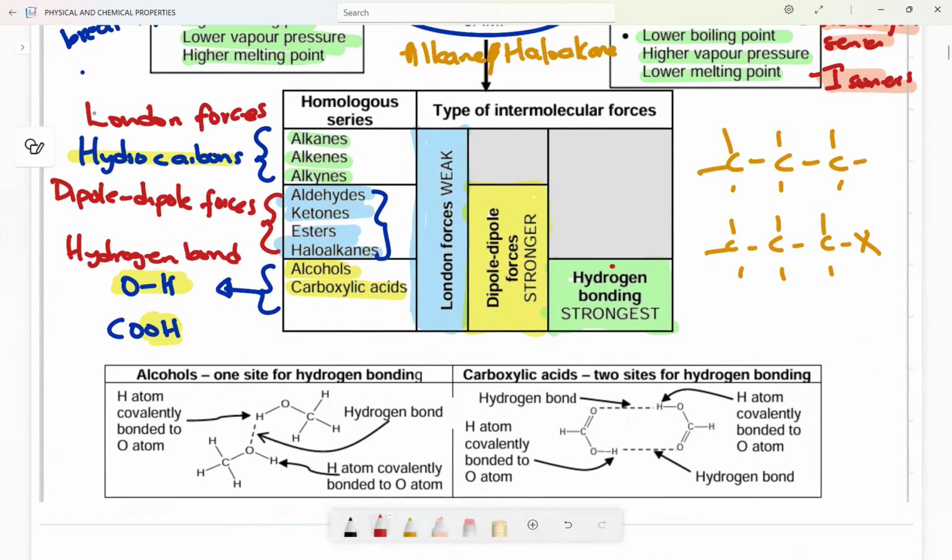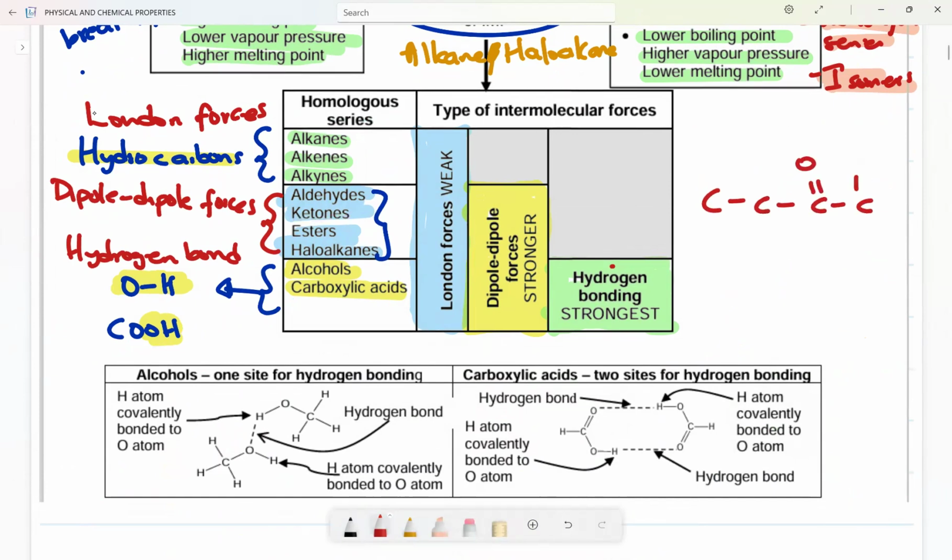Now remember I said London forces are the weakest. Dipole forces are stronger, then hydrogen bonds are the strongest. Now, all of these compounds have London forces. Why am I saying all of them? Let's look at maybe a ketone. These are hydrogen bonds. I don't like doing hydrogen bonds. I'm tired. Okay, let me do them for the purpose of explanation.